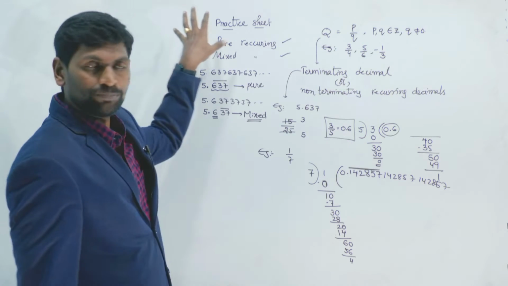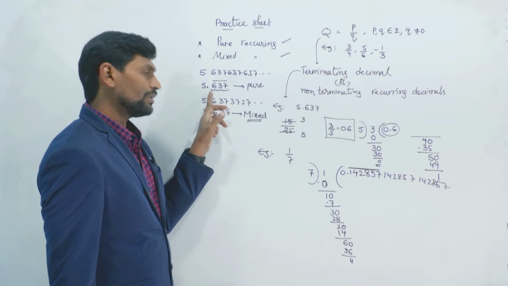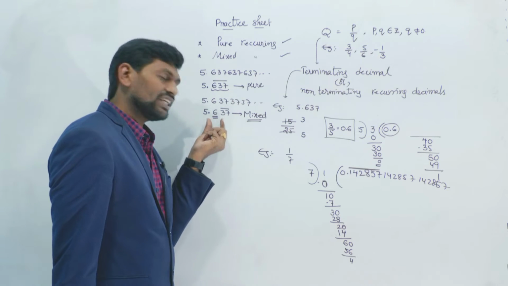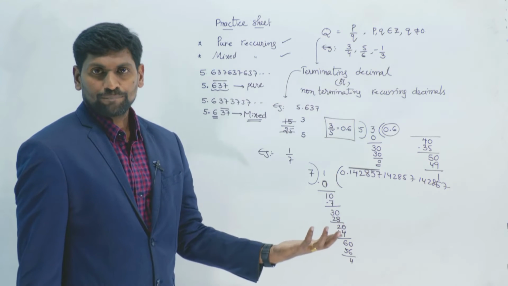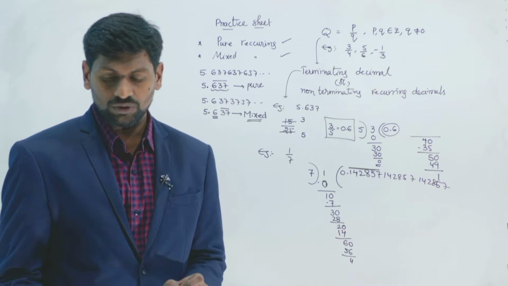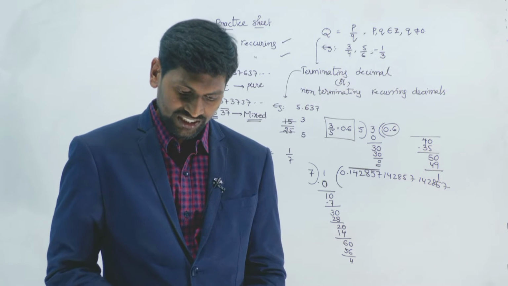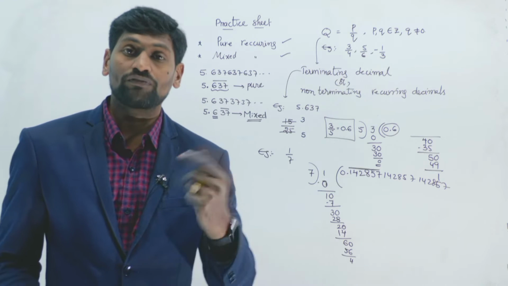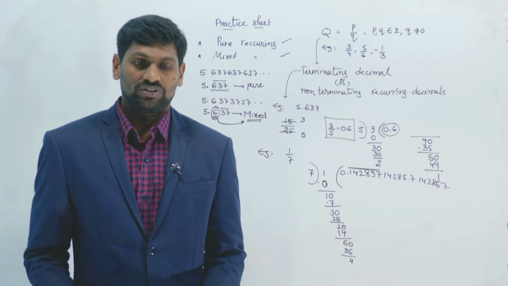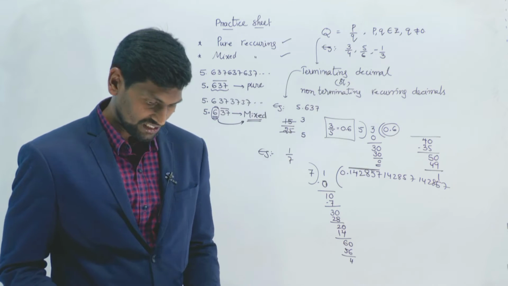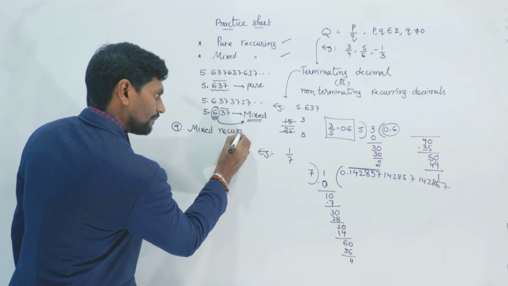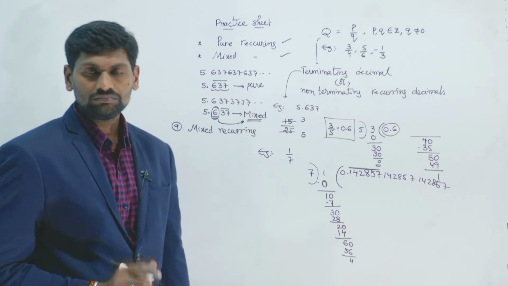Okay? Now did you understand what are pure recurring and what are mixed recurring? Pure recurring means after the decimal point all the digits are repeating continuously. Mixed recurring means after the decimal point it will leave some of the digits and only the remaining digits repeat. Now coming to the question, a decimal number in which at least one digit after the decimal point is not repeating means mixed recurring. Very good. So the answer for the 9th question is mixed recurring decimal. Clear?